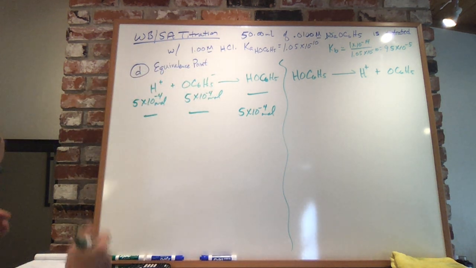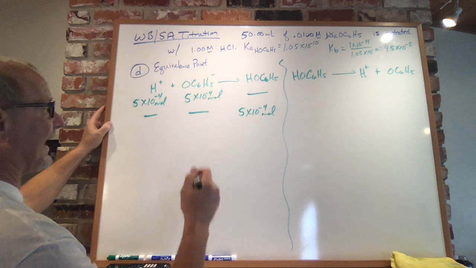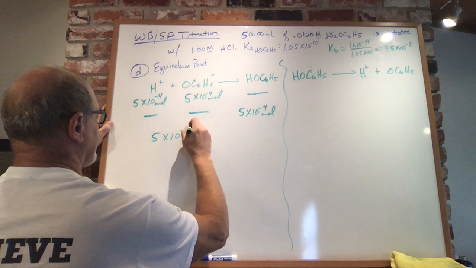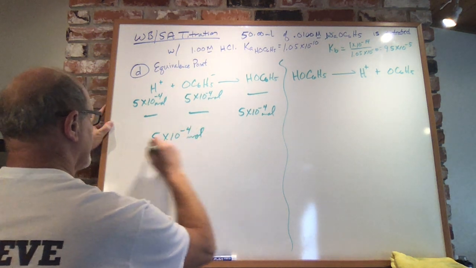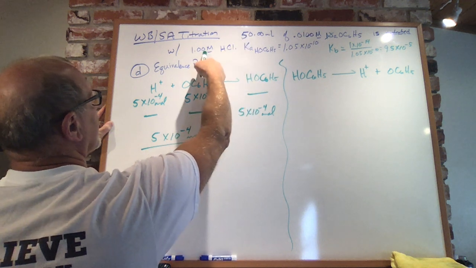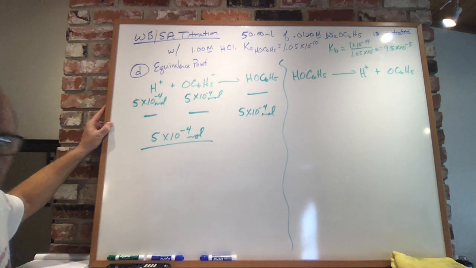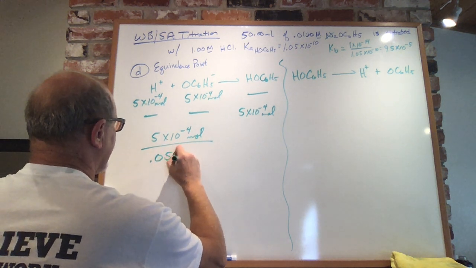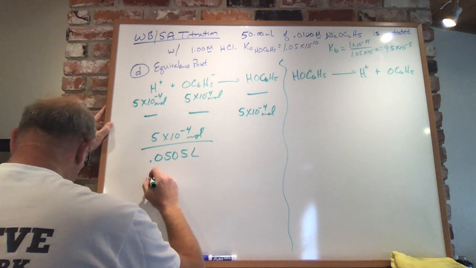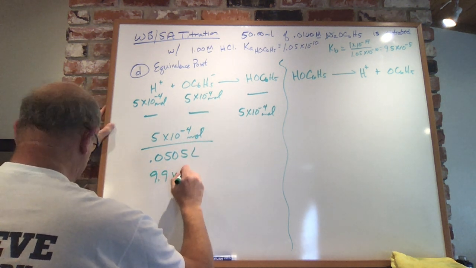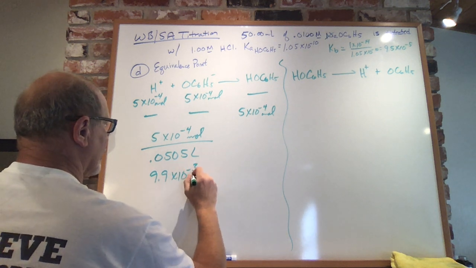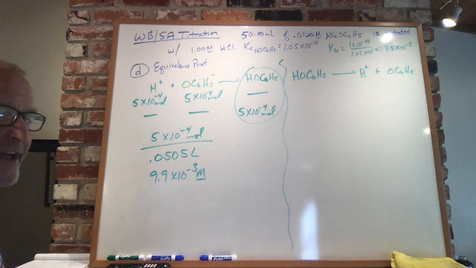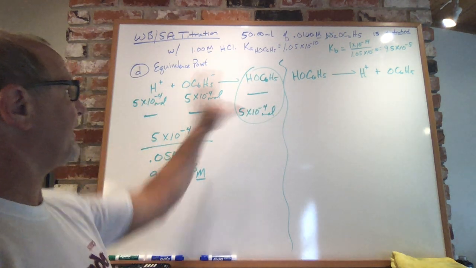Now, we need to find that concentration. We had 50 mils to start with of the 1 molar. We're going to need another half a mil. So our total volume here is 0.0505 liters. So my concentration here is 9.9 times 10 to the negative third molar of the HOC6H5. Now at equivalence, all we've got is product.